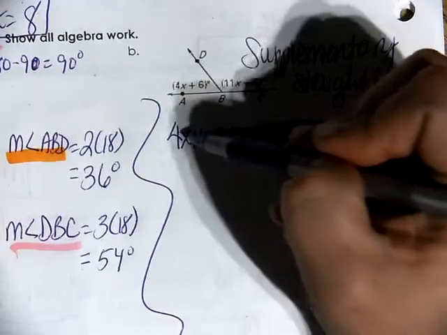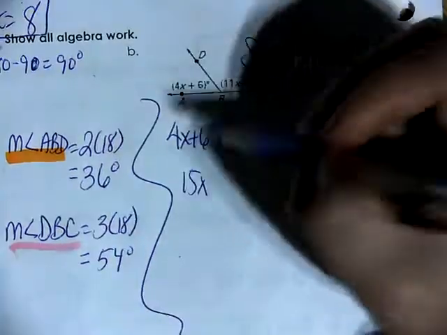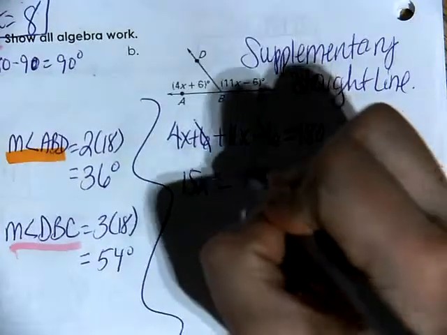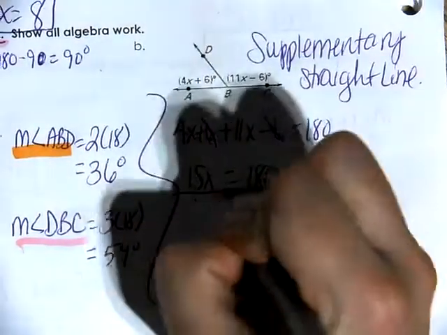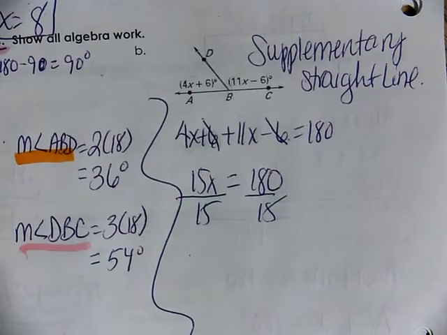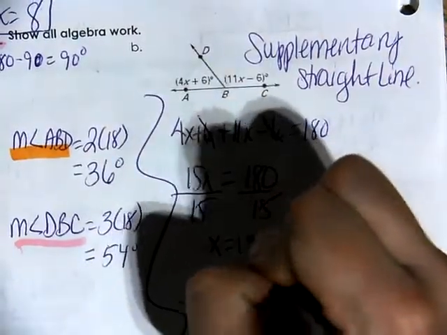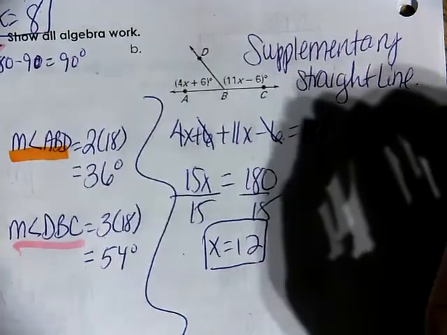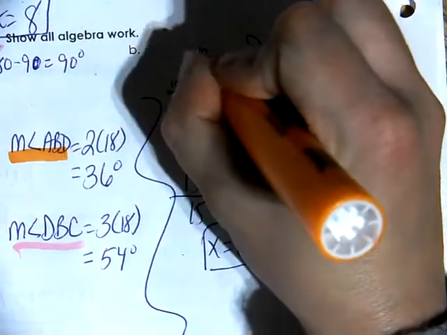So I'm going to combine my like terms. 4x plus 11x is equal to 15x, and 6 minus 6 cancel away, and that's equal to 180. Now I'm going to divide both sides by 15, and when I do that, I end up with 12. But I'm not done. Remember, I wanted to find the measure of angle ABD, and here is ABD.